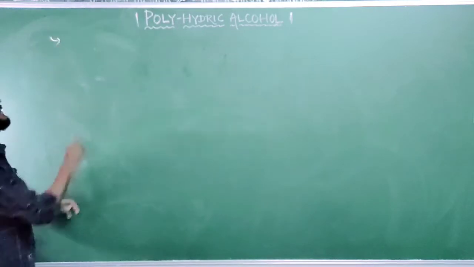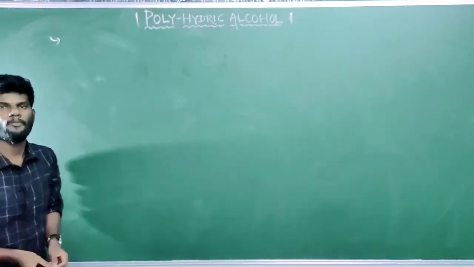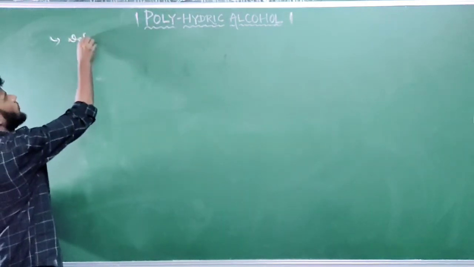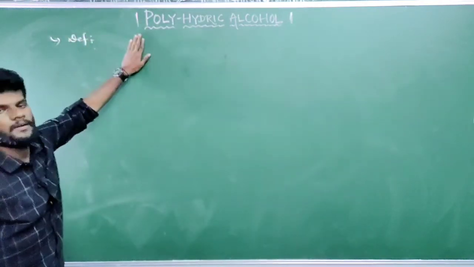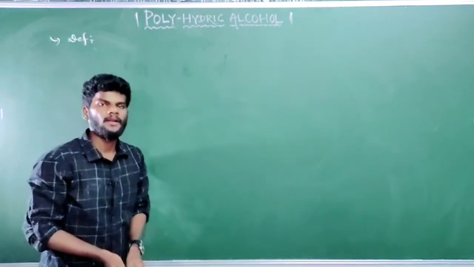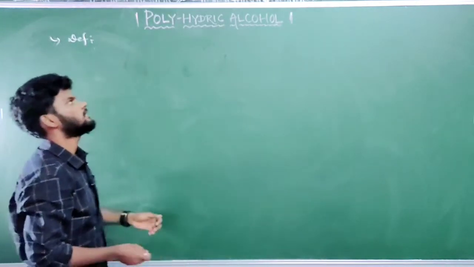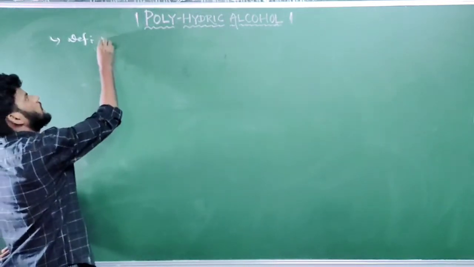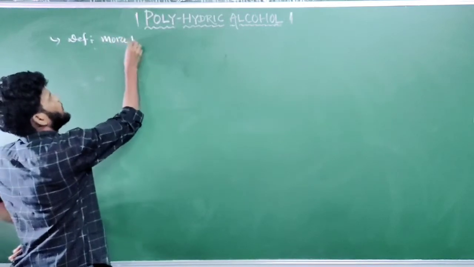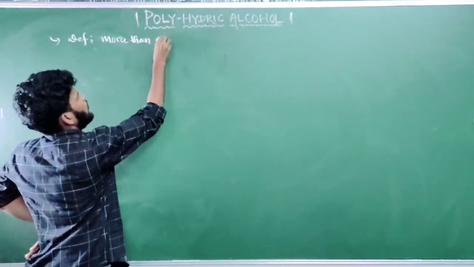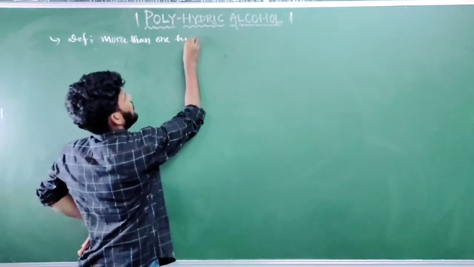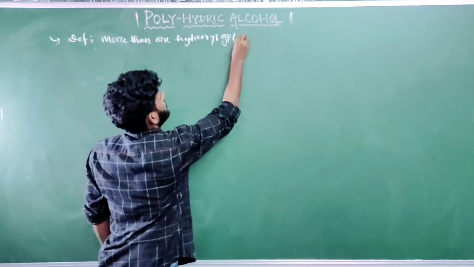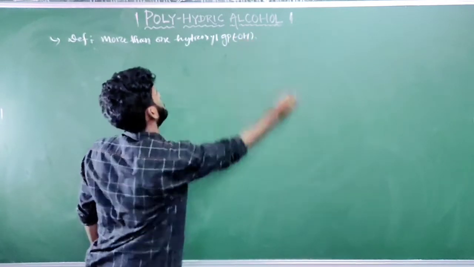So what is polyhydric alcohol? What do we mean by polyhydric alcohol? Write the definition. If in a compound there is more than one hydroxyl group or OH group, this compound is known as polyhydric alcohol. In short form, write more than one hydroxyl group, OH.